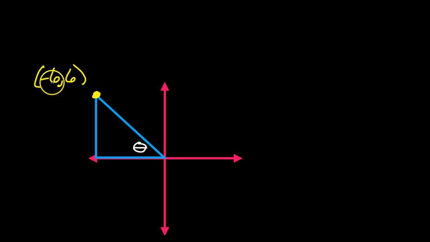Now, the negative 6 is the x value, so that's going to go on the x-axis. So my negative 6 is going to go here. This positive 6 is a y value. It tells me the height of the point, so it makes sense that this will be 6.